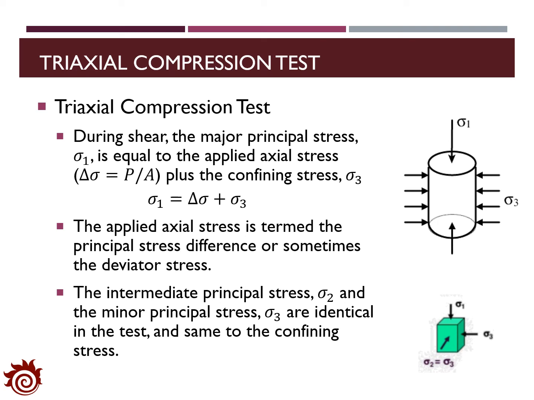The applied axial stress is termed the principal stress difference, or sometimes we define it as the deviator stress. In the test, we also have the intermediate principal stress sigma 2 and the minor principal stress sigma 3. They are demonstrated on the figure at the right bottom, which shows a cube picked from the cylinder. In this test, sigma 2 and sigma 3 are identical and they are the same as the confining stress.